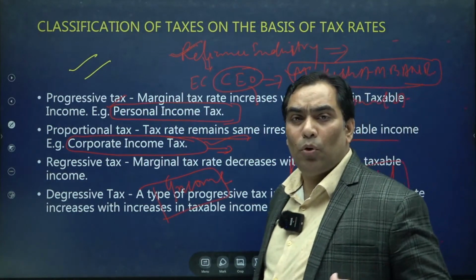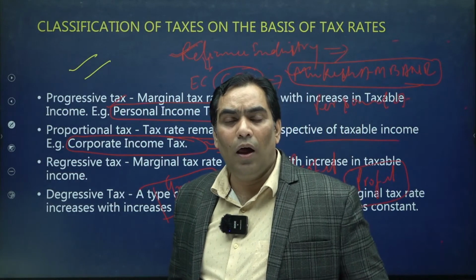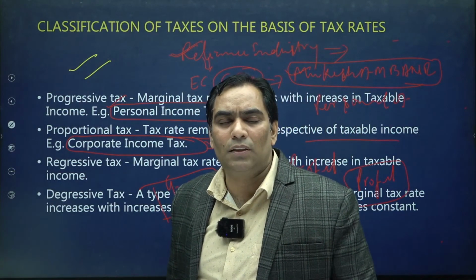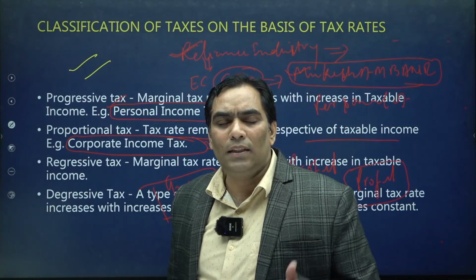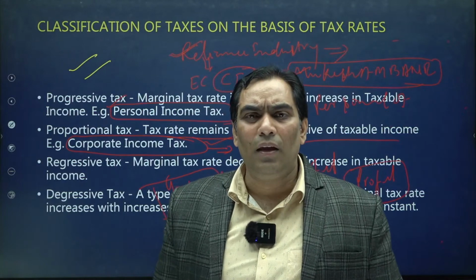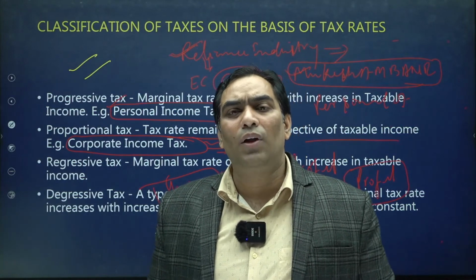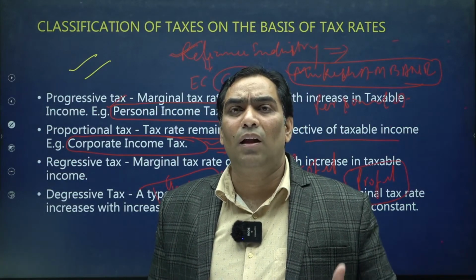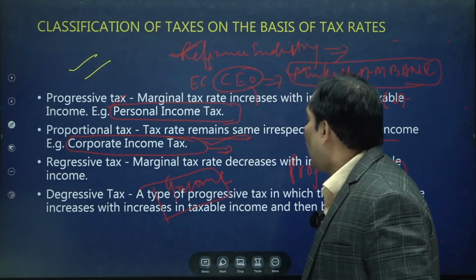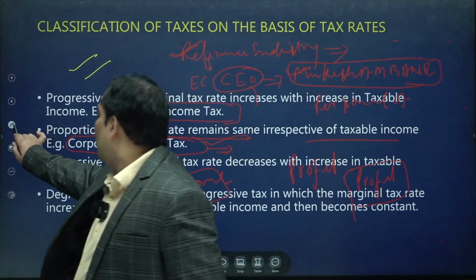So what is corporate income tax? Corporate income tax is the tax which is being paid by the company on their income. And what is the income of the company? The profit of the company is nothing but the income of the company. So, in case of India, let me rub it first.